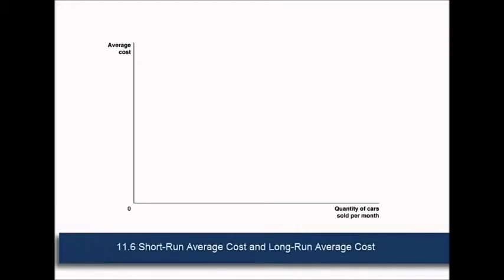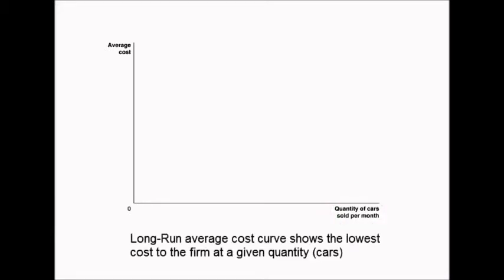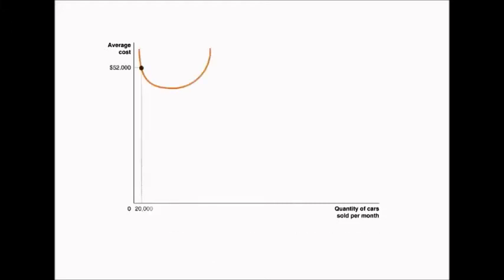So here in figure 11.6, let's illustrate the relationship between the short-run average costs and long-run average costs. In this case, though, let's change the industry to the automobile industry. Recall, long-run average cost curves show the lowest cost among all short-run options at which a firm is able to produce a given quantity, but in the long run. So let's begin with a relatively small car factory. Its average total cost curve is illustrated here. Notice, at a quantity of 20,000 cars, the average total cost is $52,000, the lowest possible average cost given all options.